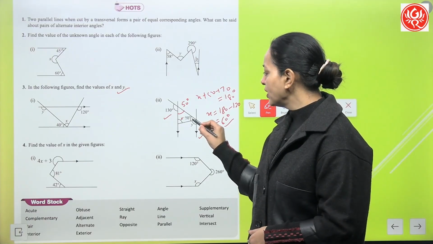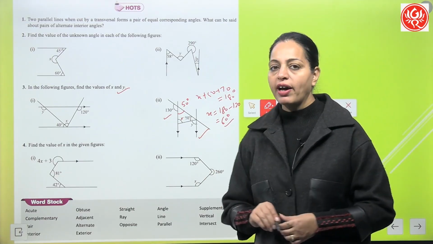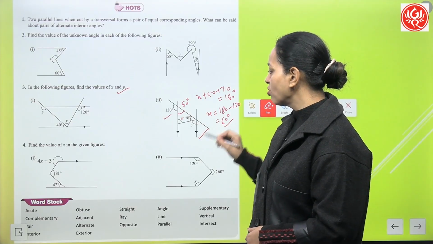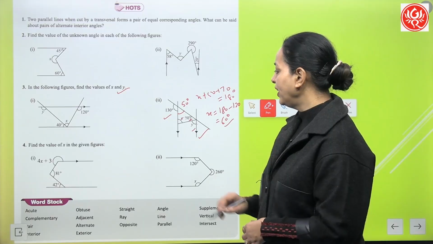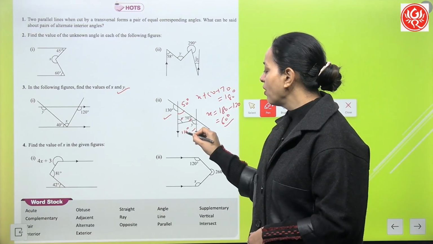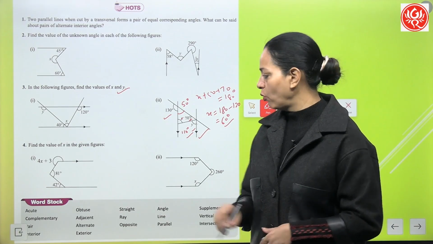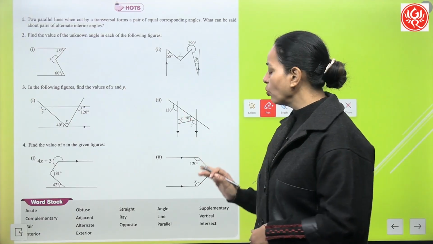Okay, now here you can see 70 and y, these two are adjacent and they are on a straight line. So their sum is 180 degrees. So y is 110. Okay, similarly you can try the fourth question.